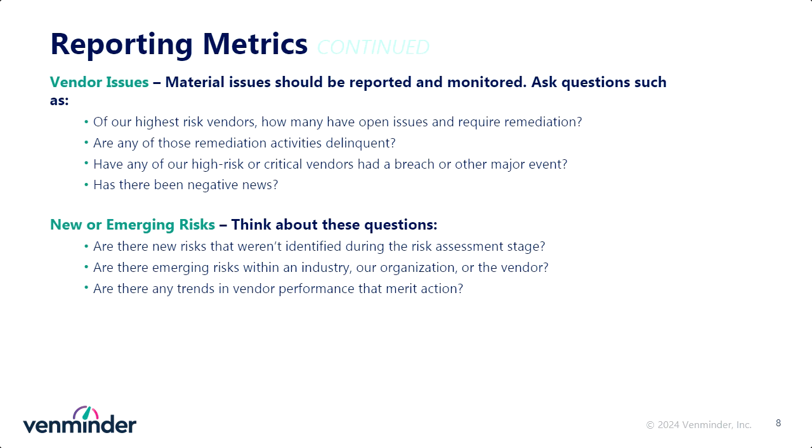And then finally, you'll want to also look at new and emerging risks year over year or period over period on your third-party risk management program reporting. So are there new risks that were identified during the risk assessment stage if you did it earlier in the year or last year even? Are there emerging risks within an industry or organization or the vendor? And are there any new trends in vendor performance that merit any sort of action or remediation plan? And this, as you've seen in the past few years, is extremely important with the COVID pandemic, with supply chain issues, with bank failures.